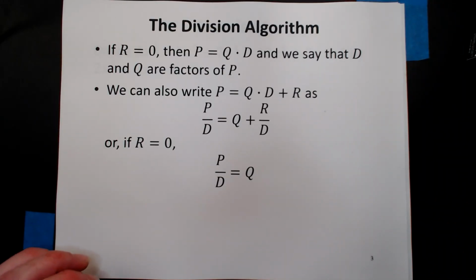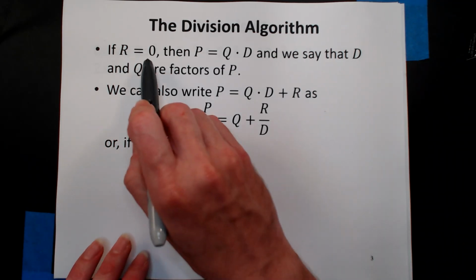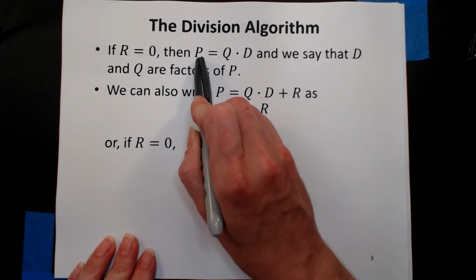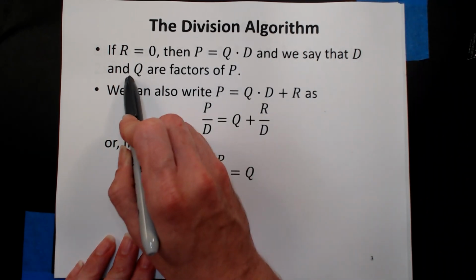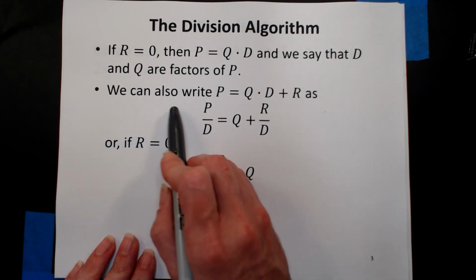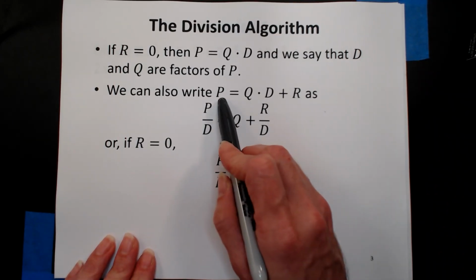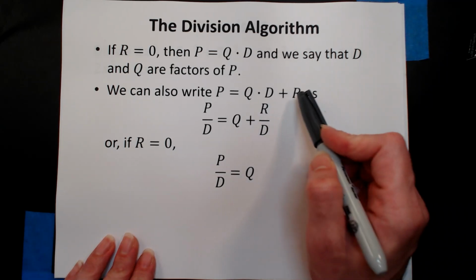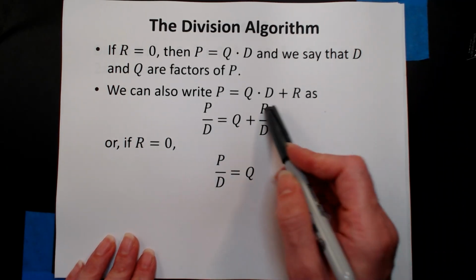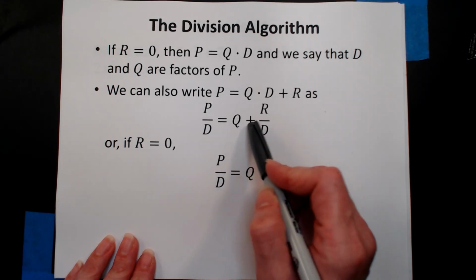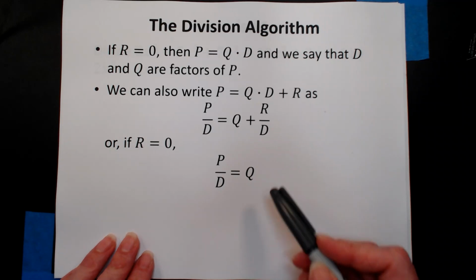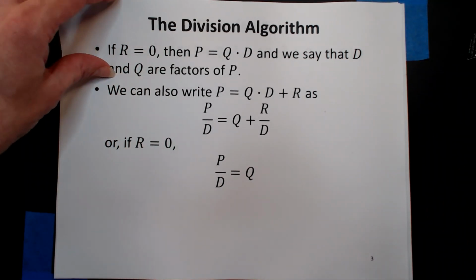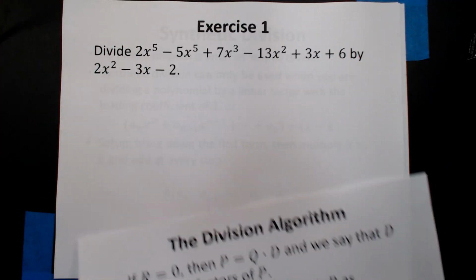And you can see some more interesting things from this. If R is equal to 0, the remainder is equal to 0, then the dividend is equal to the quotient times the divisor. And we say that D and Q are factors of P. We can also write our dividend, our polynomial here, is equal to our quotient times the divisor plus the remainder, or in the fractional form, which I wrote before, P over D equals Q plus R over D. If R equals 0, there's no R over D portion. That's 0. So basically, if your remainder is 0, then you have two polynomials that are factors.